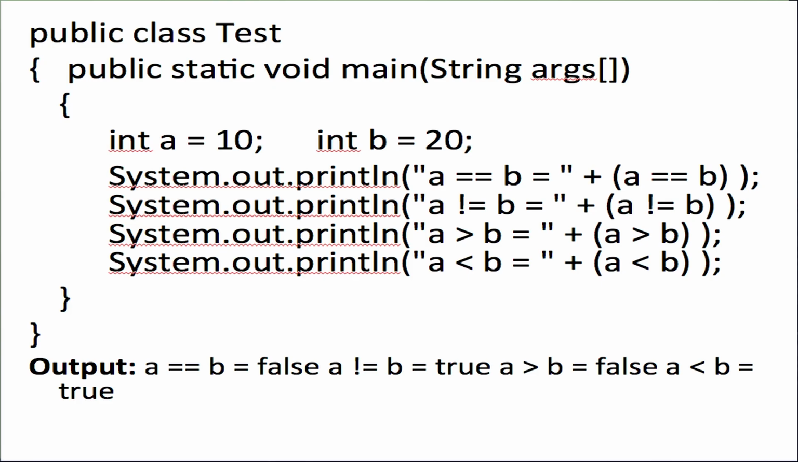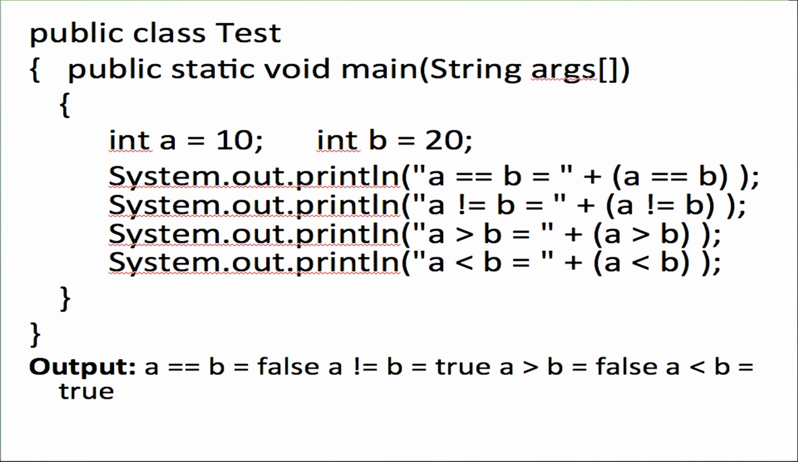So both values are not equal. And in the third statement you can see System.out.println a greater than b. Here this condition is also false because a is less than 20. If a is greater than 20, then it will be true. In the fourth statement you can see a less than b. In that case it is true.